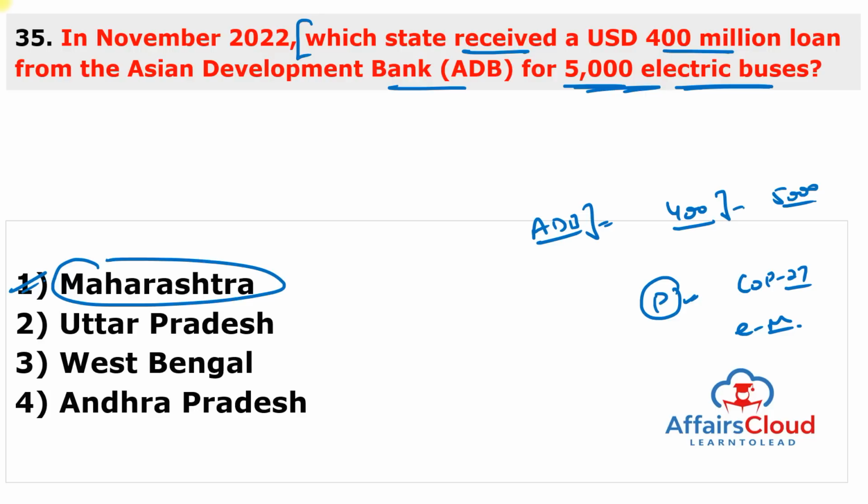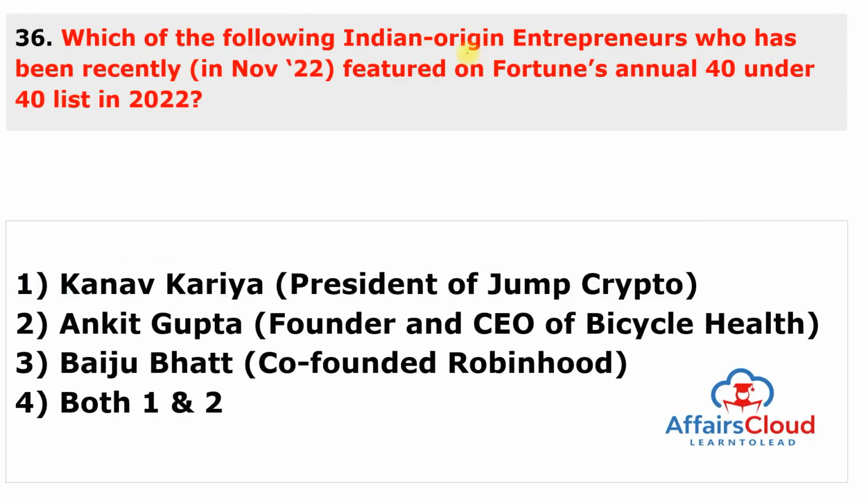Moving to next question. Which of the following Indian origin entrepreneurs has been recently featured on the Fortune Annual 40 Under 40 list in 2022? And there are two Indians, one is Kanav Karia, second is Ankit Gupta. So, the answer of this question is both 1 and 2.